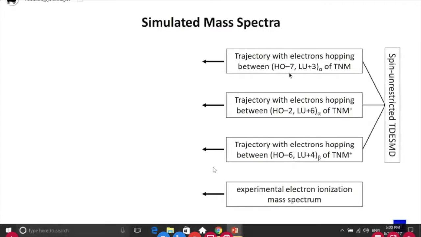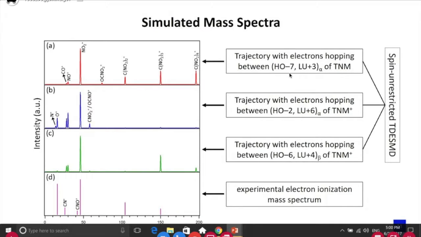Okay, so finally we can build the simulated mass spectrum from TDESMD trajectories. Here are some examples. Panel A shows the simulated mass spectrum based on the neutral system. B and C show the simulated mass spectrum based on the tetranitromethane cation. And D is the experimental electron ionization mass spectrum. As we can see, the simulated mass spectra have some similarity with the experimental mass spectrum. Of course, there are some differences. For spectrum A, we can see the parent ion is quite strong, but for B and C, the parent ion is quite weak. So this indicates the cation is much easier to fragment than the neutral.